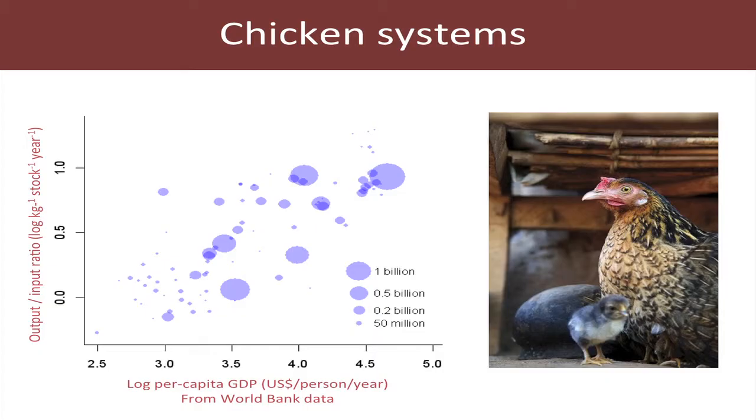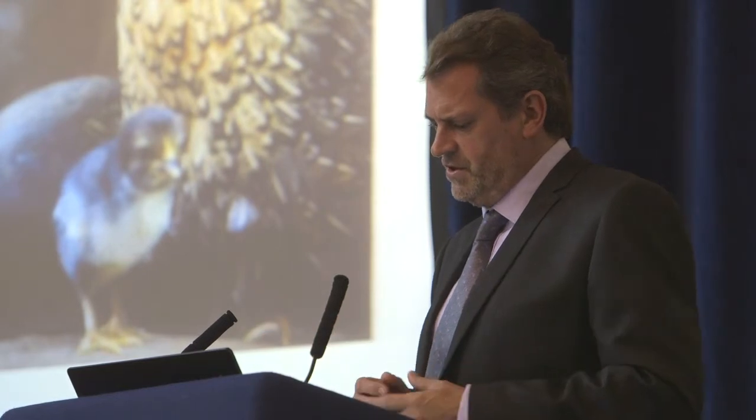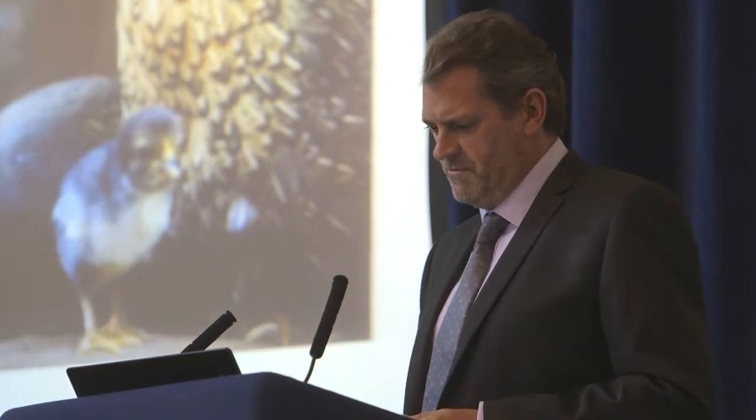Now each spot on there is a different country, and that shows the relationship between per capita GDP and the ratio between output and input of livestock, which is productivity. It's basically how many kilograms of produce you get per standing stock. So there's a relationship there that looks like we might be able to base something on it.